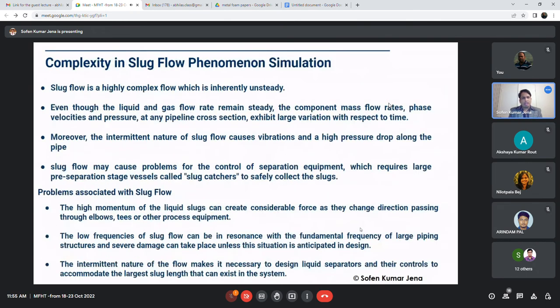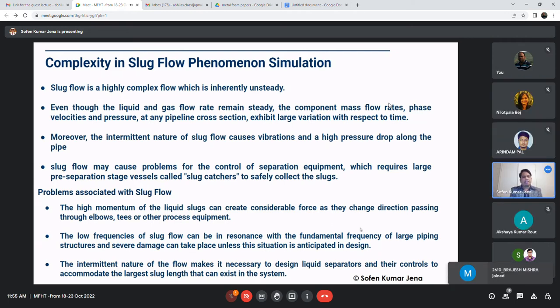gas velocity. Now let's come to the complexity. What are the complexities associated with slug flow, right? Slug flow is a very complex flow because it is inherently unsteady in nature, right? So even though the liquid and gas flow rates remain steady, the mixture, phase velocity, pressure, etc. are transient. They vary with respect to time. Moreover, they are intermittent in nature, meaning there is a transition from one regime to another regime. You can see it is intermittent in nature.